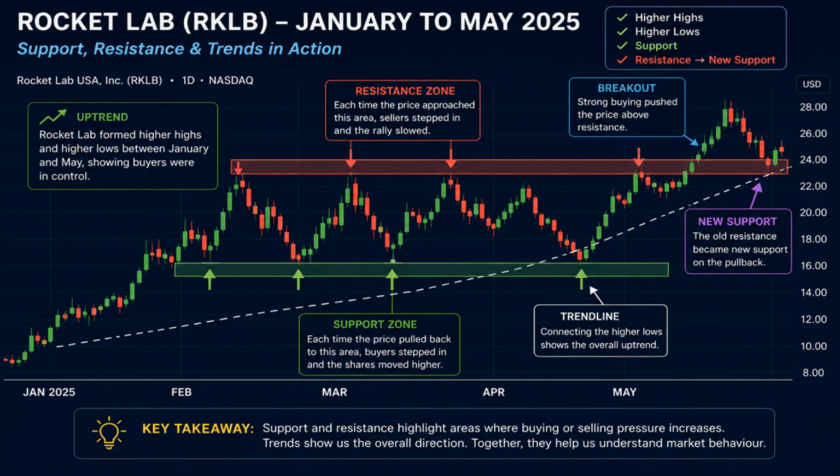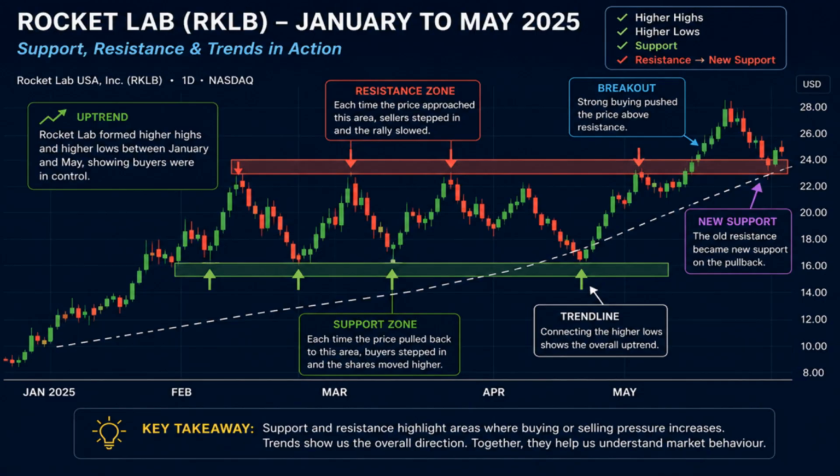Now look at the opposite side of the chart. Each time the price approached this higher level, sellers became more active and the rally slowed. This formed our resistance zone. Notice that neither level is an exact line. Sometimes the price moves slightly above or below before reversing. That's completely normal. Support and resistance should be viewed as areas rather than precise prices.